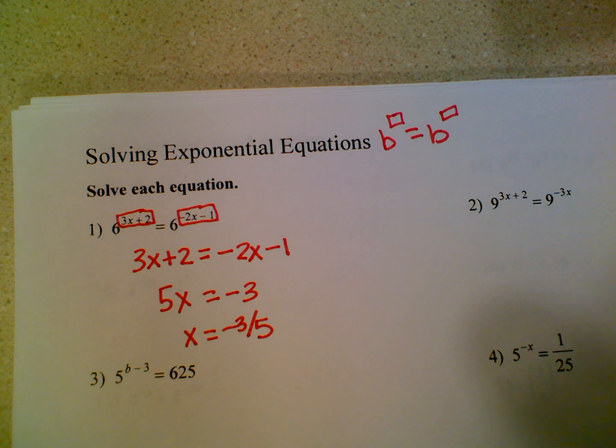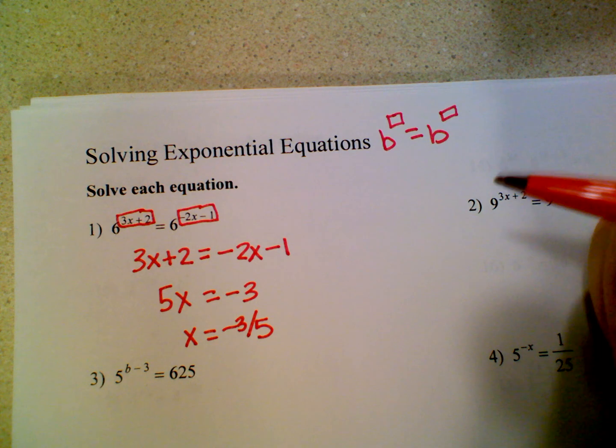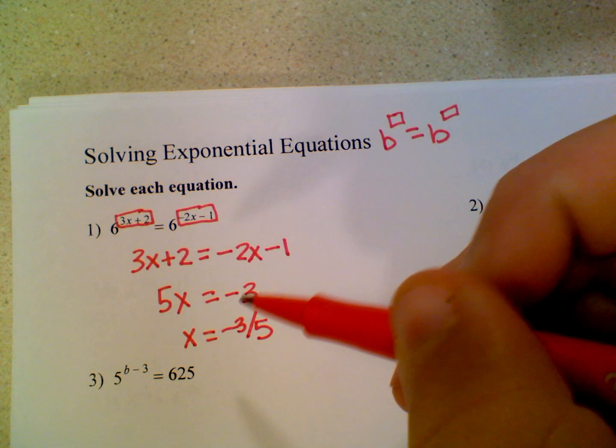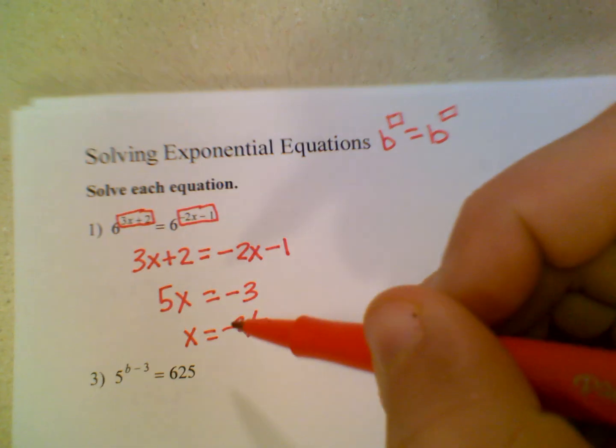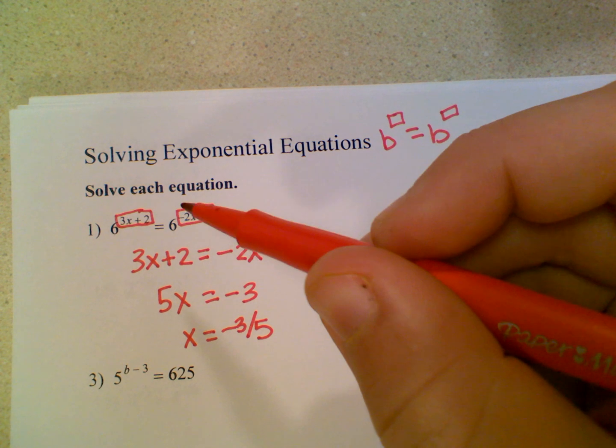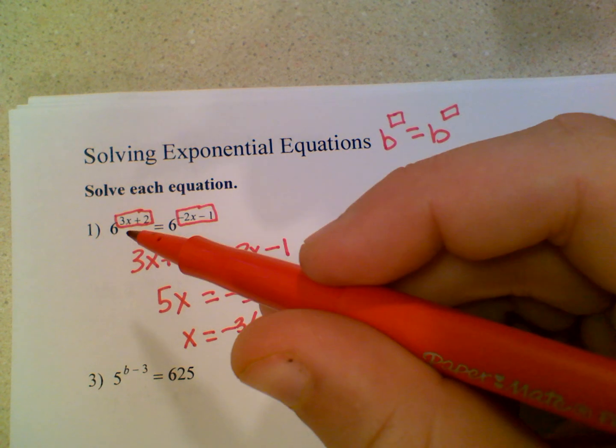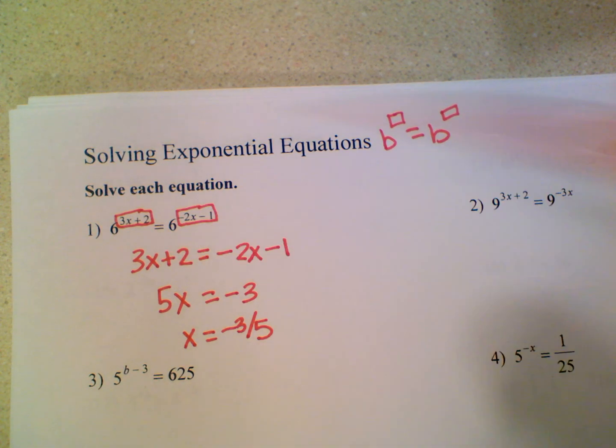The nice thing about these is there's no checking that you have to do, assuming that you did all the correct calculations. When you put -3/5 in for x in both exponents, you will get the same value there.